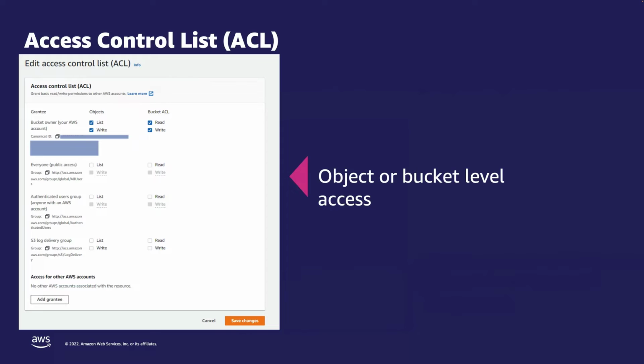And finally, we have access control list. Access control lists are one of the resource based options that we have available to manage buckets and objects. You can use ACLs to grant basic read or write permissions to other AWS accounts. A majority of modern use cases in Amazon S3 no longer requires the use of ACLs, and we recommend that you disable ACLs except in unusual circumstances where you need to control access for each object individually.